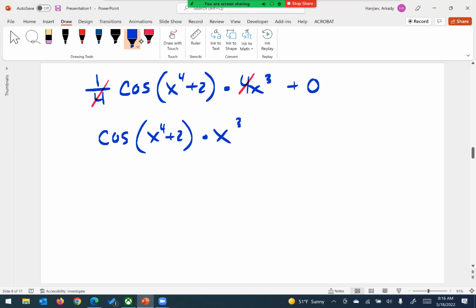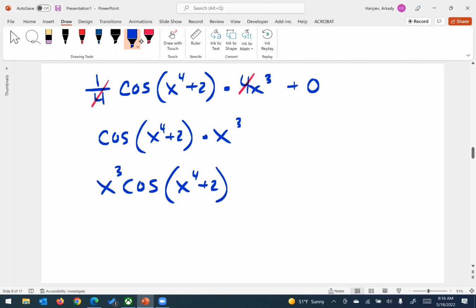Oh, no, not final answer. We don't like the multiplier to be in the back, so what we normally do is put it in the front. And that's exactly why it was in the front already as opposed to in the back, because any multipliers we like to stick in the front. So x cubed was there, sitting. Bam, u substitution. We're good?